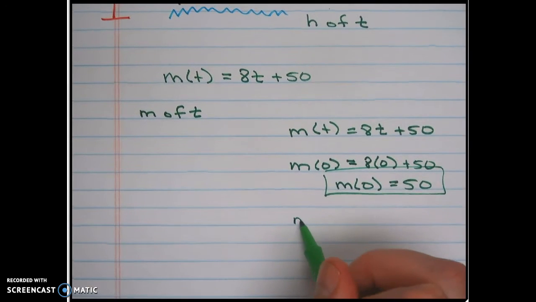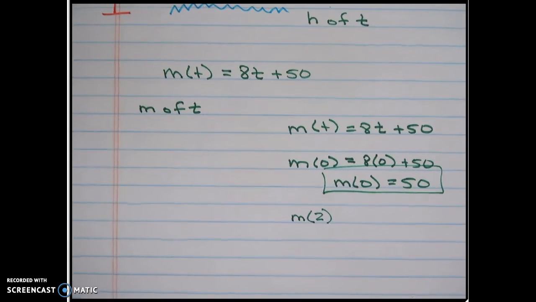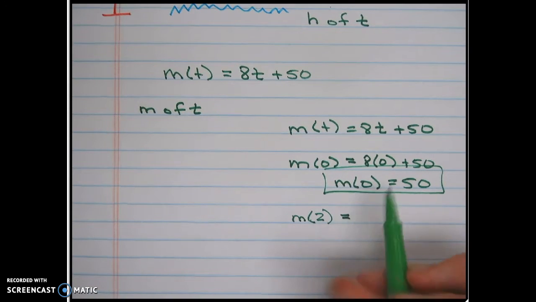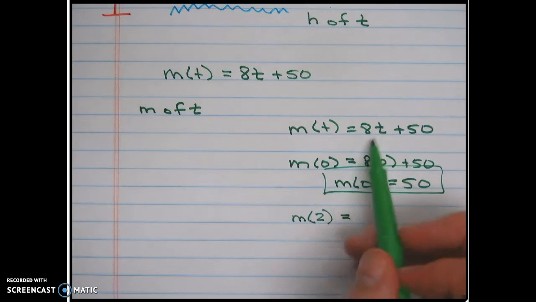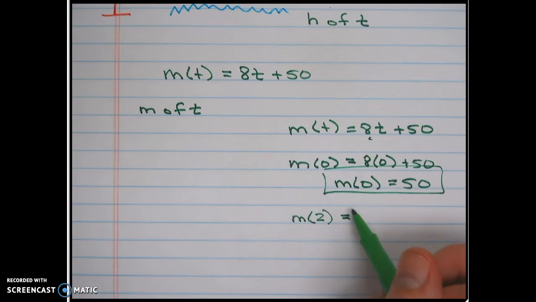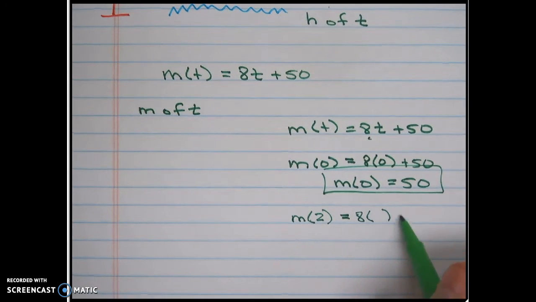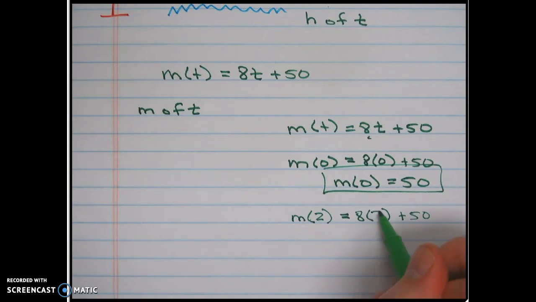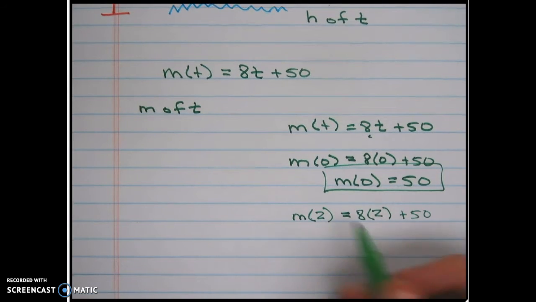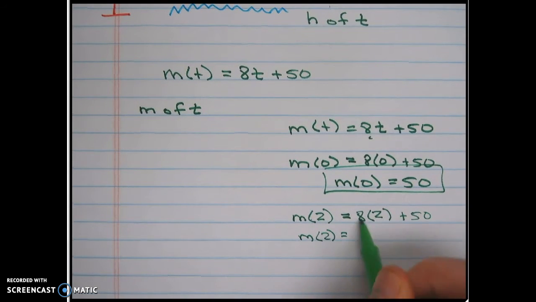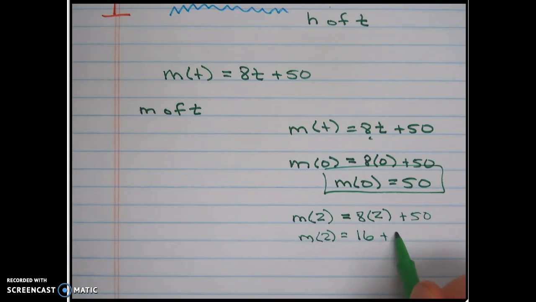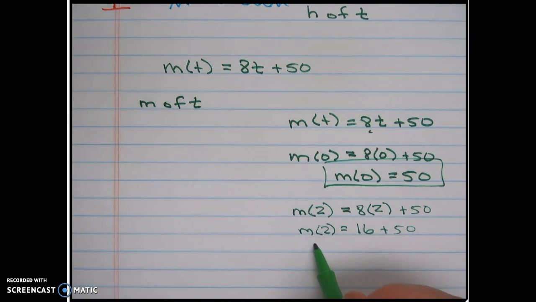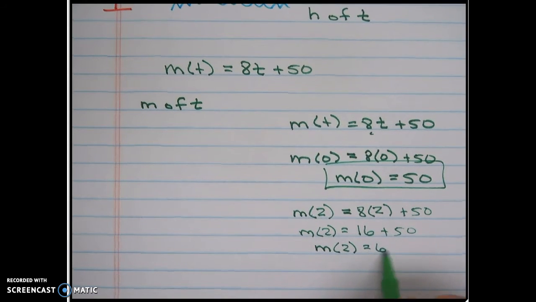Well, what would his money be after 2 hours? So if someone asked you what's m of 2, and that's how you would read it, m of 2, well, it would still have the same rule, 8 times t plus 50, but what would t now be? Instead of 8 times t, what did we just say t was? We just said t was 2. So if you got $8 an hour and you work for 2 hours, how much money would you make? Well, 8 times 2 is 16. You make $16, plus you already had that 50. So altogether, 16 plus 50 is 66. So m of 2 is equal to 66.